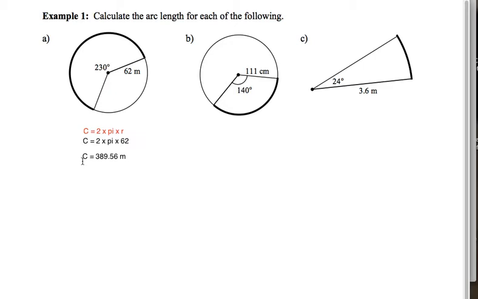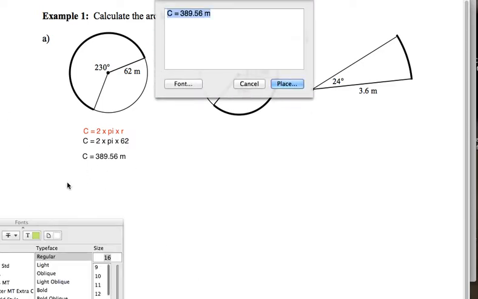And if I want to get the arc length, that's the dark black line around here, then I say, well, it's like this much, 230 per 360. So I'm going to say 389.56 times 230 per 360. Right? So that would just look like this. I say 389.56 times 230 per 360 equals my arc.